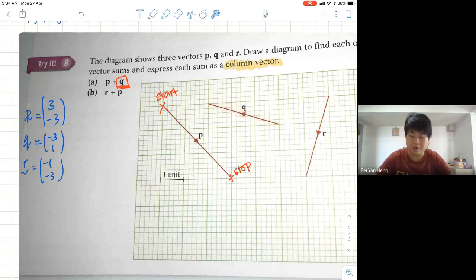So how do we continue from where we stop? We translate this downwards and make it continuous. So vector Q, you are walking from here, you are walking 1, 2, 3 units to the left. So from here, we are walking 1, 2, 3 units to the left, and then 1 unit upwards. So 1 unit upwards. Okay, so we are drawing this line here as vector Q.